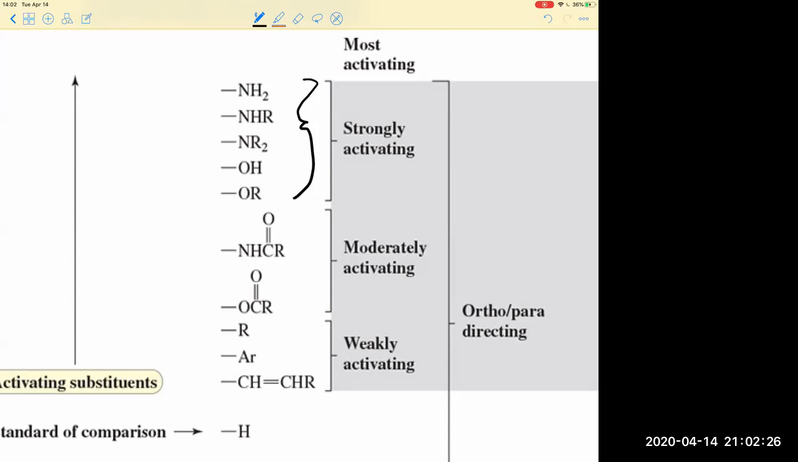If you have amide or ester, those are moderately activating. They can still donate electrons through resonance. The problem is that they also have that other resonance structure that doesn't donate electrons to the ring, so they're only moderately activating. And then weakly activating would be either alkyl groups, aryl groups, or vinyl groups. And again, those are ortho-para directing compounds. We'll prove this even more by looking at all the different resonance structures, but as we saw before, they put that negative charge on either the ortho or the para carbon, making them that much better nucleophiles.